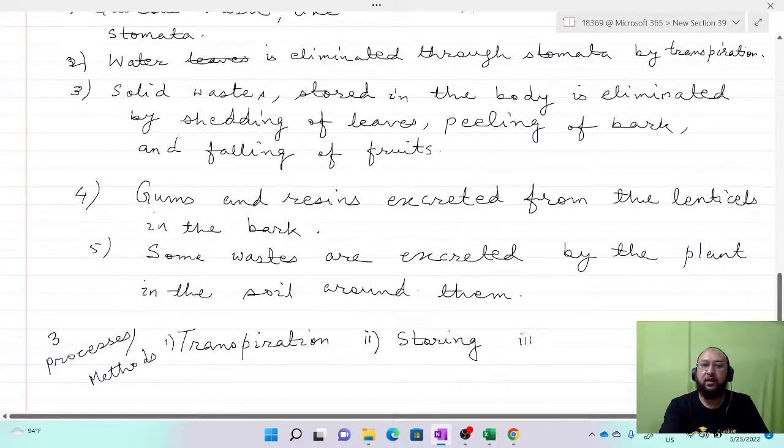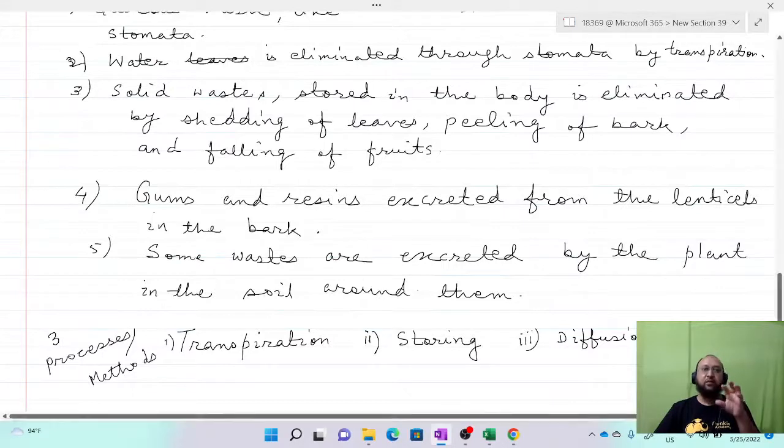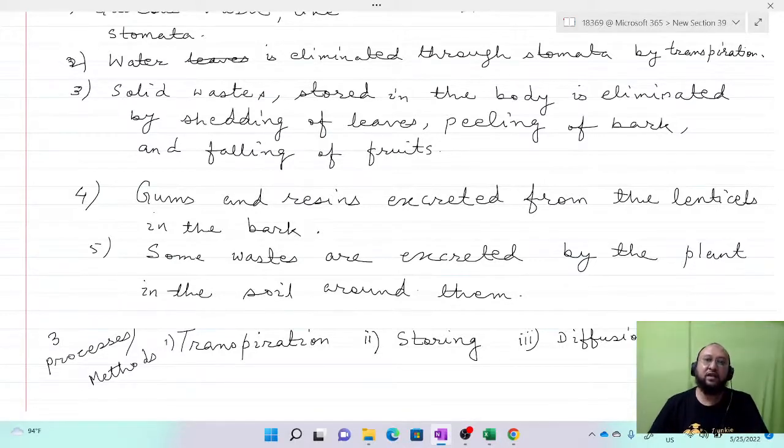In animal body, as soon as metabolic waste is produced, it has to be removed. Storing, and then is the diffusion of gases, if the waste is in the form of gas. Okay, so by observing these five different elimination of the metabolic waste or the excretory product, we can find that there are three important processes involved in the elimination of excretory product in plants.